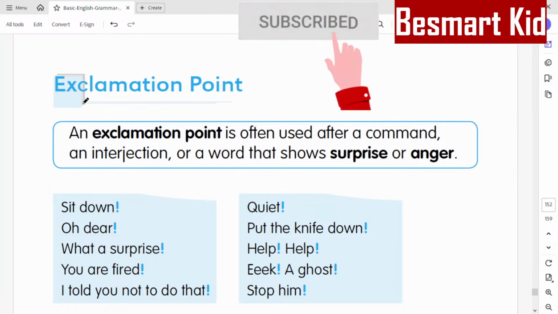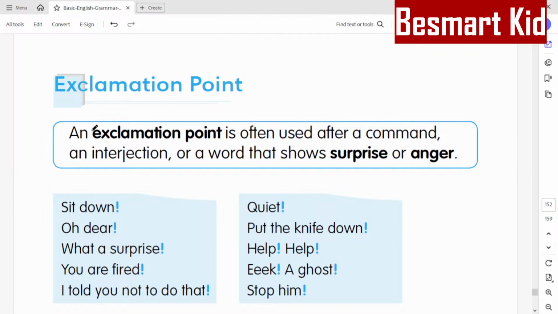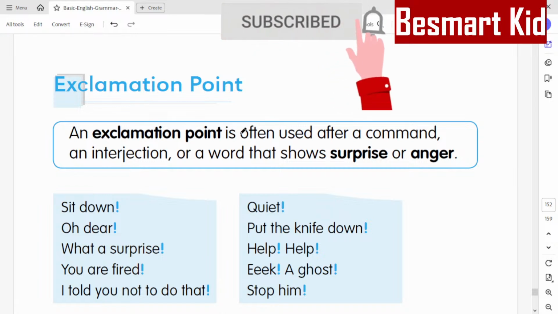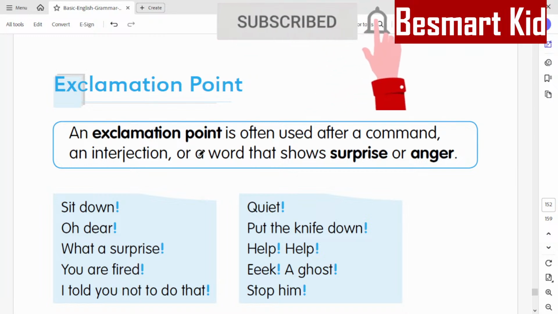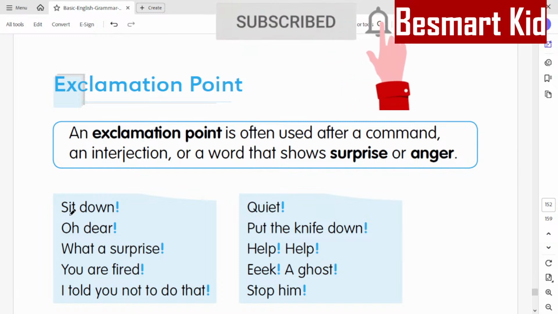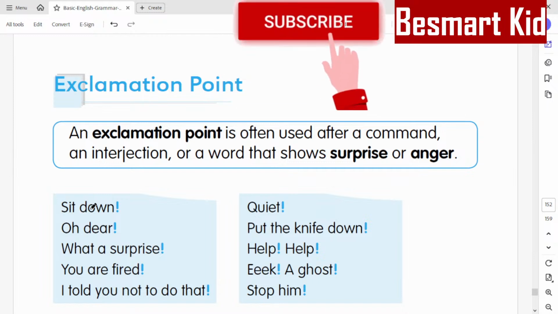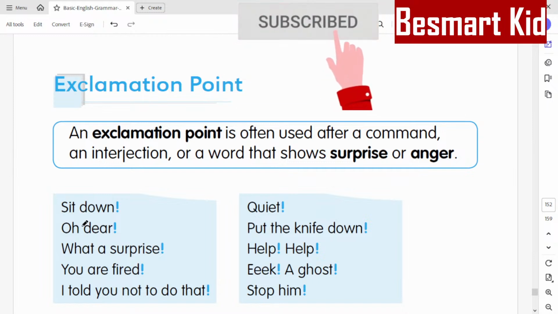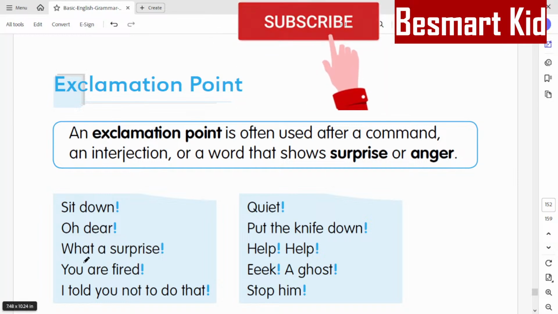We have the exclamation point. An exclamation point is often used after a command, an interjection, or a word that shows surprise or anger. Have a seat! Sit down! Oh dear, what a surprise!